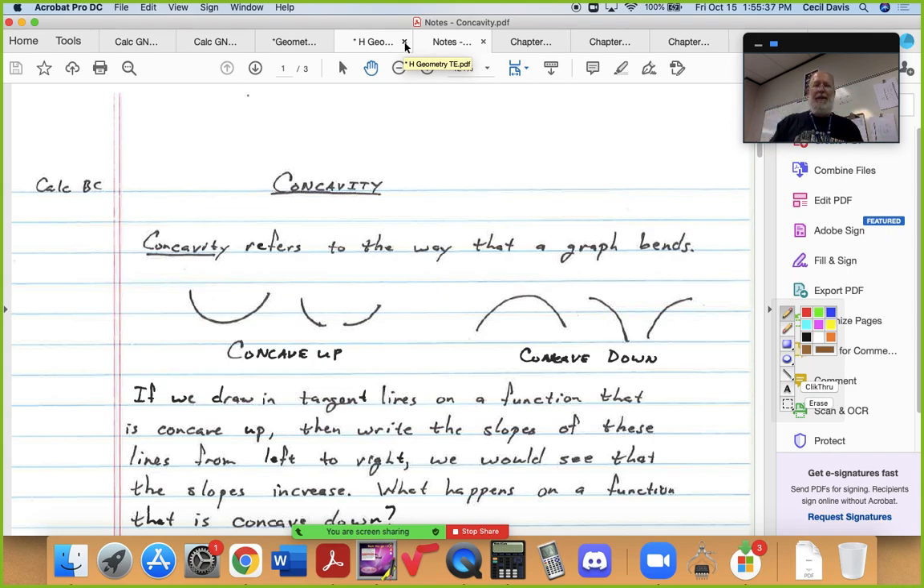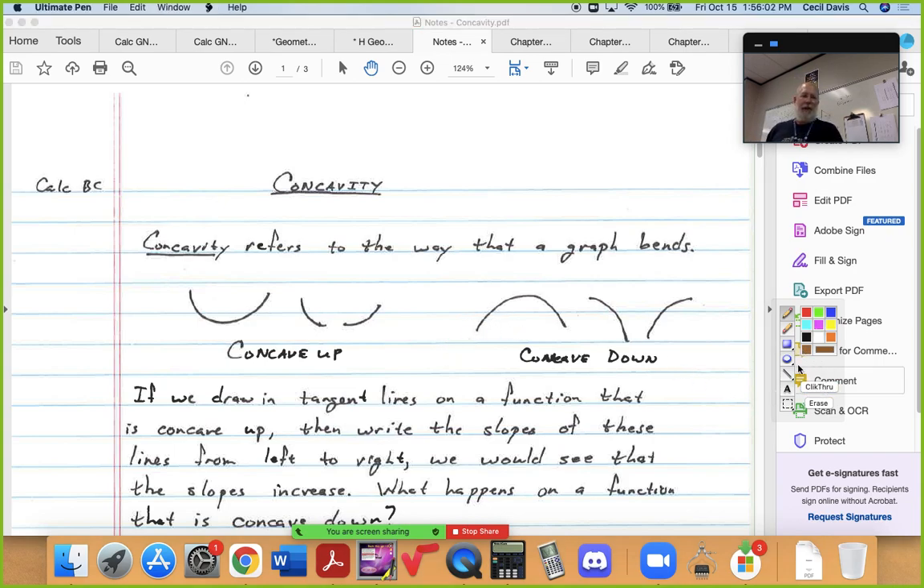So concavity refers to the way that a graph bends. I think we've mentioned this before in class. We talked about this is what concave up looks like, and this is what concave down looks like. And that's just graphically what it looks like. That's not really a definition. So notice something here. If I was to draw tangent lines, say on this graph, what kind of a slope does that tangent line have?